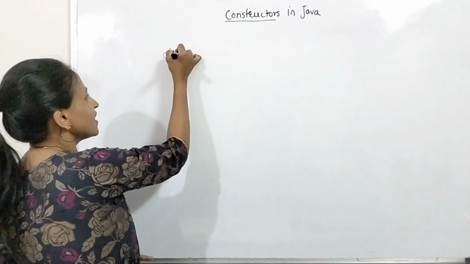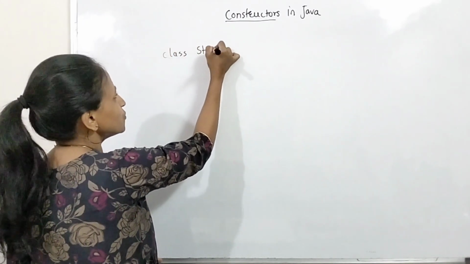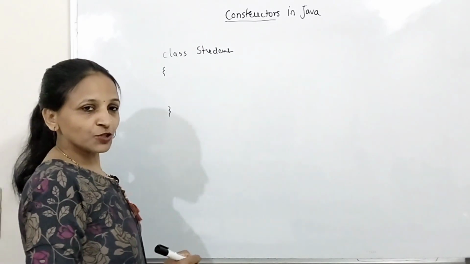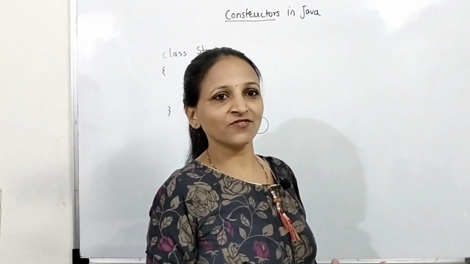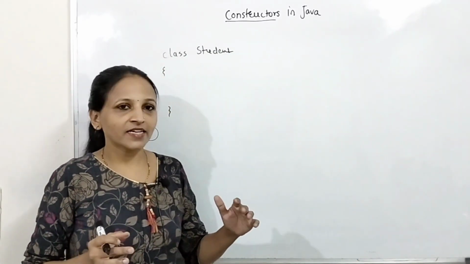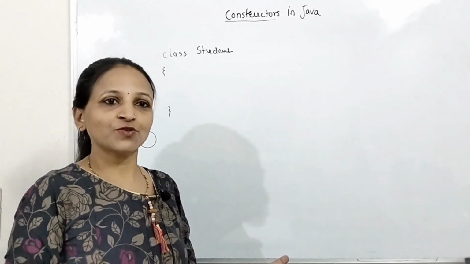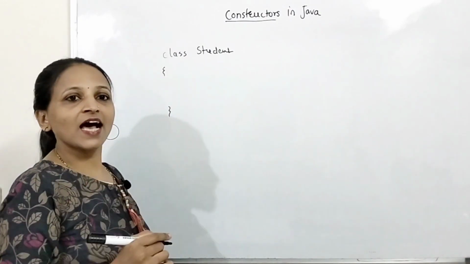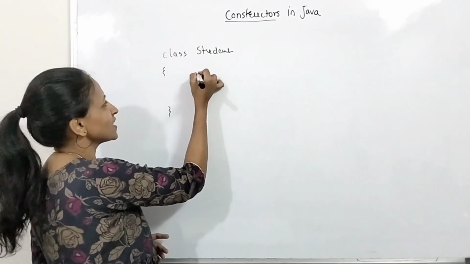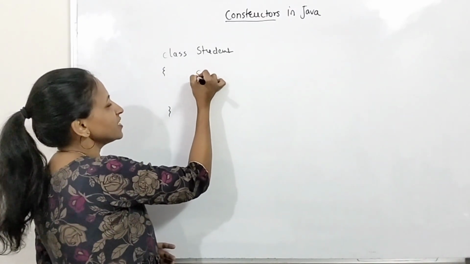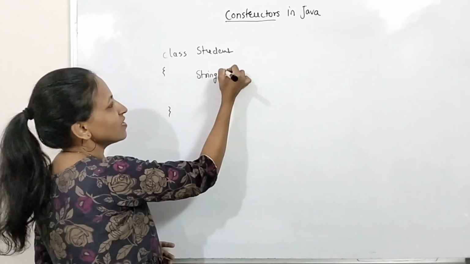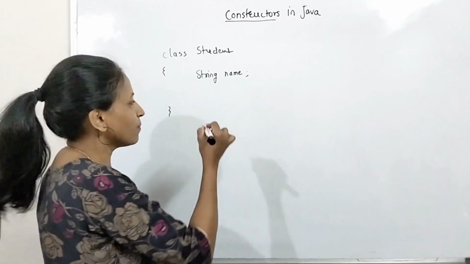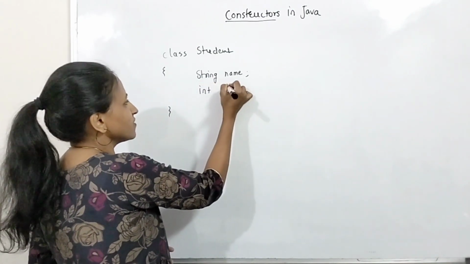Suppose I am creating one class here, let's say class Student. Every student has at least two properties: let every student have a roll number and a name. That's why I am declaring two variables as a part of this class Student. These are just members of this class, like String name. Name is always of data type string, and the second one is roll number, which I am taking as an integer.